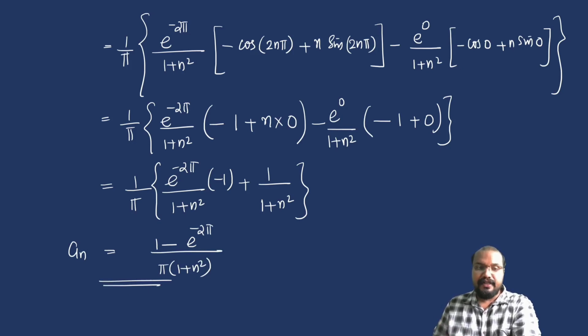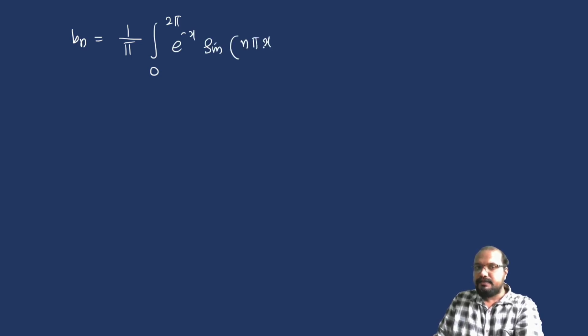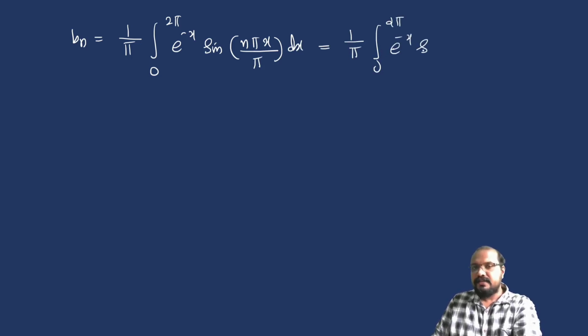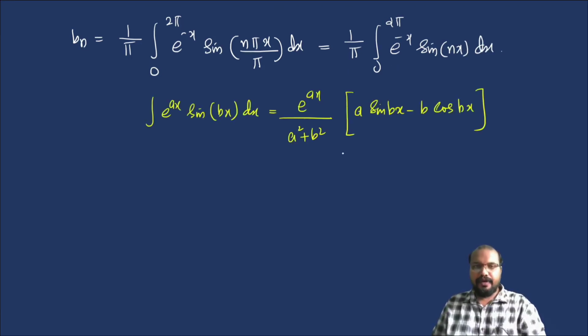Now we will find what bn is. Bn is equal to again 1 by pi integral 0 to 2 pi e raised to minus x into sine n pi x by l, here l is pi, dx. Now we can write this as 1 by pi integral 0 to 2 pi e raised to minus x sine nx dx. To find this, we have a formula. We can use that. Okay, this is the formula.